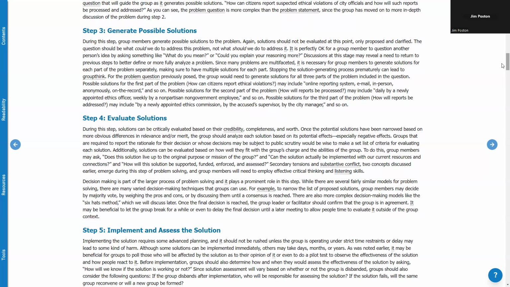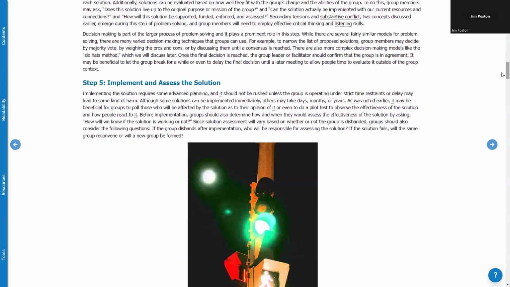Secondary tensions and substantive conflict. Two concepts discussed earlier emerge during this step of problem solving, and group members will need to employ effective critical thinking and listening skills. Decision-making is part of the larger process of problem solving, and it plays a prominent role in this step. While there are several fairly similar models for problem solving, there are many varied decision-making techniques that groups can use.